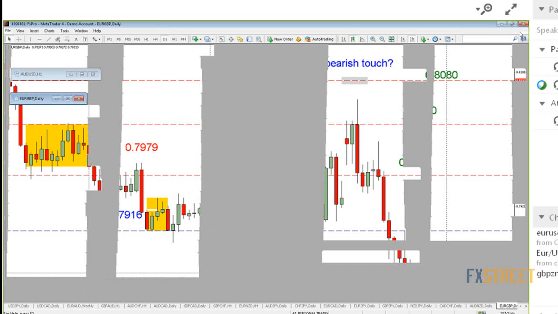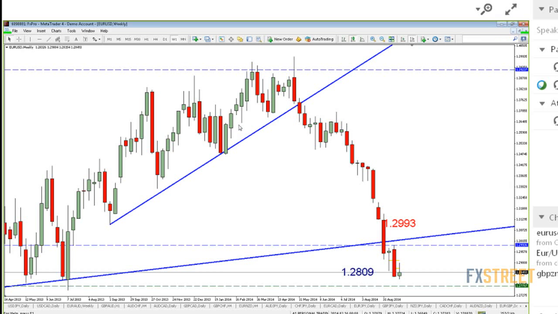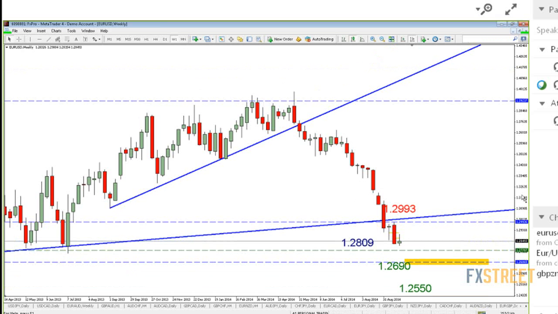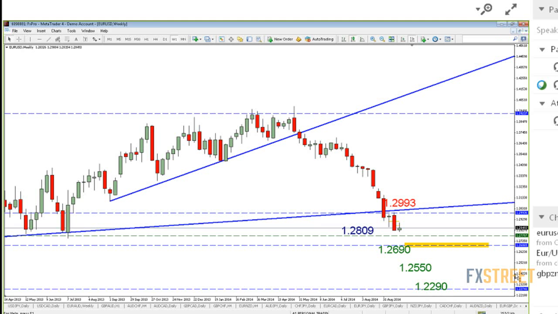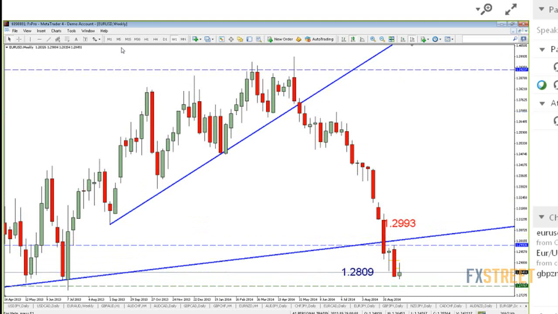So let's do that. Those of you that follow my trades know that I'm waiting for the euro to trigger my sell order on this weekly chart here at 28.09. I'm targeting 26.90, 25.50, and finally 22.90 down here. So this is a market that I'm definitely watching at the moment.